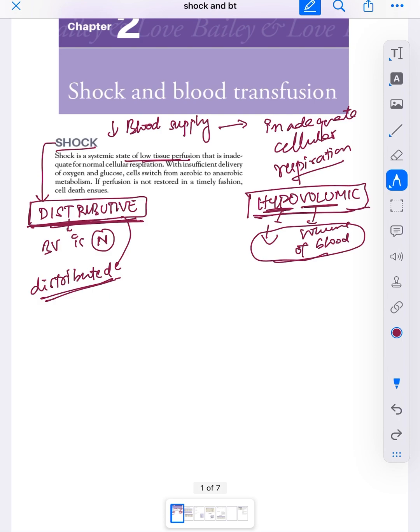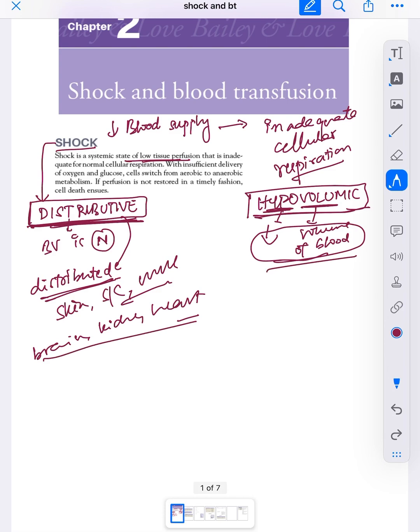That is, it is getting distributed to the peripheries of the body like skin, the subcutaneous tissue, muscle, etc. And because of the peripheral pooling of the blood, it is not going into the vital organs like brain, kidney, heart, correct? That is why this is called distributive shock. Now, if you understand this basic concept, you can answer the different questions that are asked on the subtypes or the various forms of this distributive shock as well.